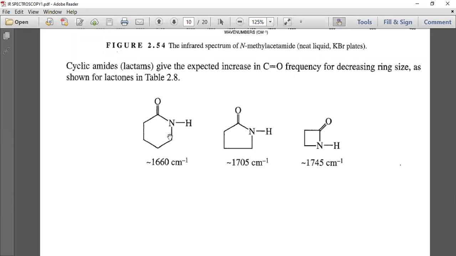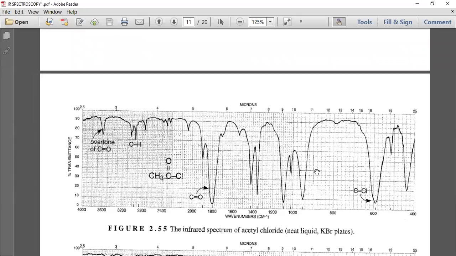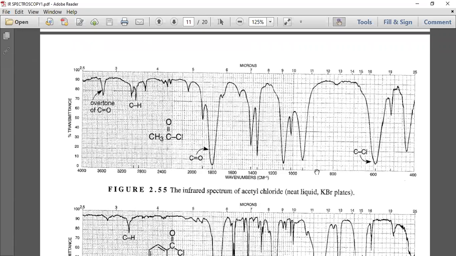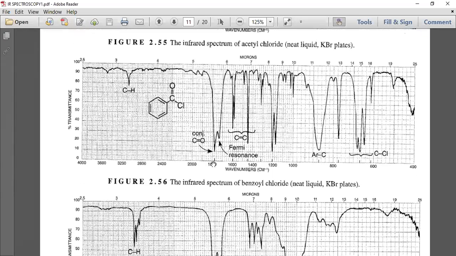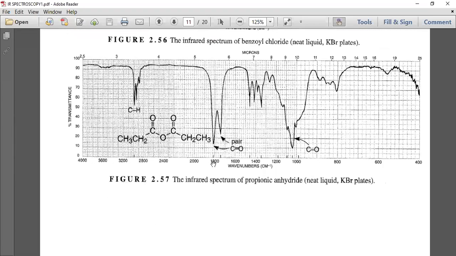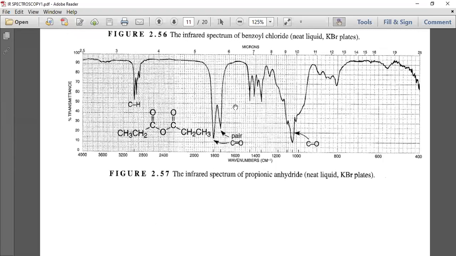With the decrease in ring size, for lactams, the double bond strength will increase, so the frequency will also increase. Acid chlorides, it is around 1800 for C double bond O. So for anhydrides and acid chlorides only, it is 1800. For all other things, it will be less than 1740. Acid chlorides, I'll just skip. Even anhydrides, we will get two peaks, so we cannot miss them if it is an anhydride.